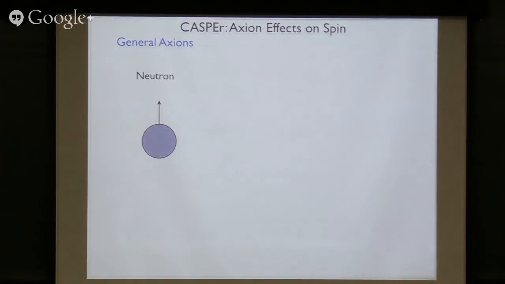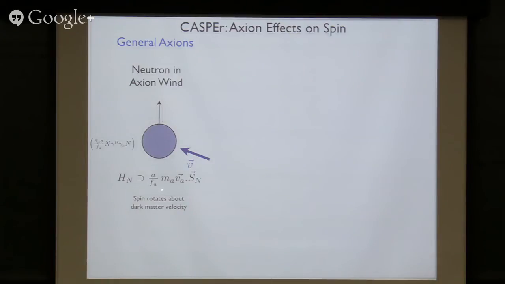So we first discuss what I call general axions, not the QCD axion, just an axion that goes somewhere. So think of a neutron that just sits out there, exposed to the dark matter wind. There's some background dark matter, and the neutron interacts with the axion through this operator. If you write it in the low energy Hamiltonian limit, you see that the Hamiltonian for the neutron contains a term of this form: a velocity of the axion dotted into the spin of the nucleus. And that looks a lot like a magnetic field dotted into the spin of the nucleus. Exactly the same kind of operator.